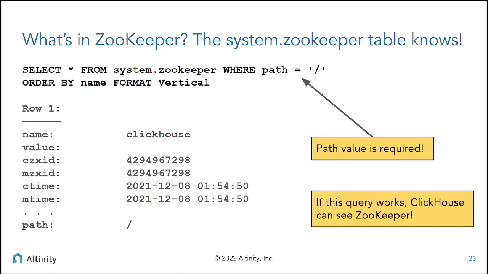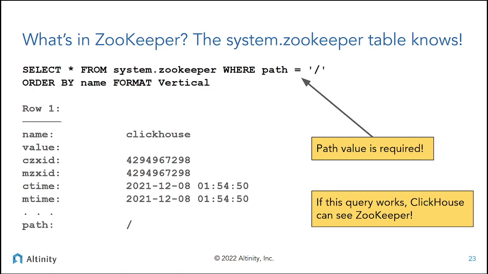What's in Zookeeper? One of the really cool things about ClickHouse, if you're a ClickHouse fan the way we are, is that it has great system tables, and the table you want to look at here is system.zookeeper. ClickHouse will go out and run queries on the directory tree in Zookeeper. This allows you to do a couple things. One is to see what's in the tree. You use this where path equals, and you give the path. ClickHouse won't guess it for you. The other thing is, if this query works, it means ClickHouse can see Zookeeper and Zookeeper is working. So it's a really important tool.